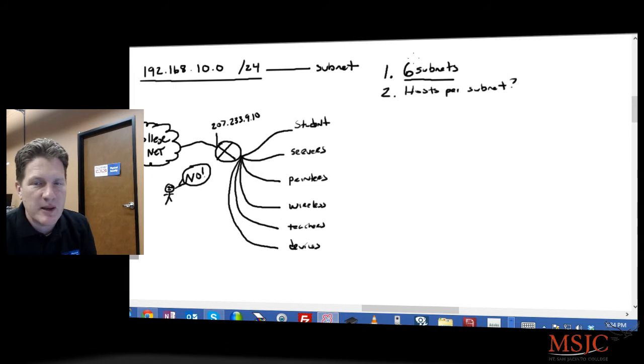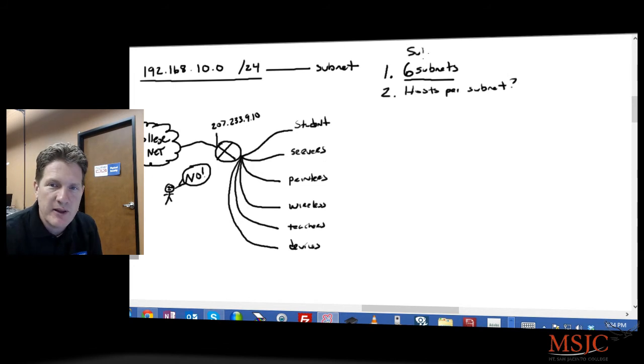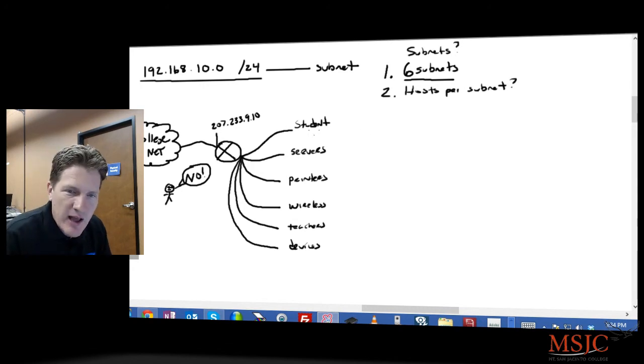So how many hosts per subnet? And I'll write up here, subnets. How many subnets do you want? So how many hosts per subnet? So let me see. I go through here, and let's say I've got 20 students. I've got 10 servers. I've got 4 printers. I've got 10 wireless devices. I've got 5 teachers, and I've got about 25 devices.